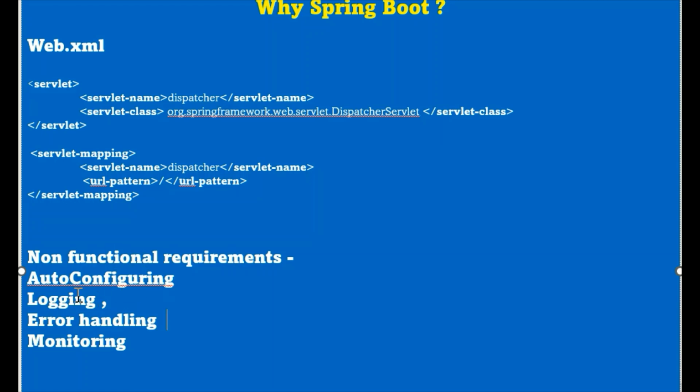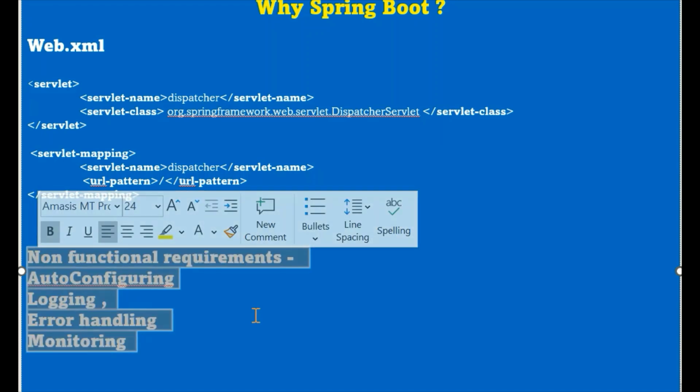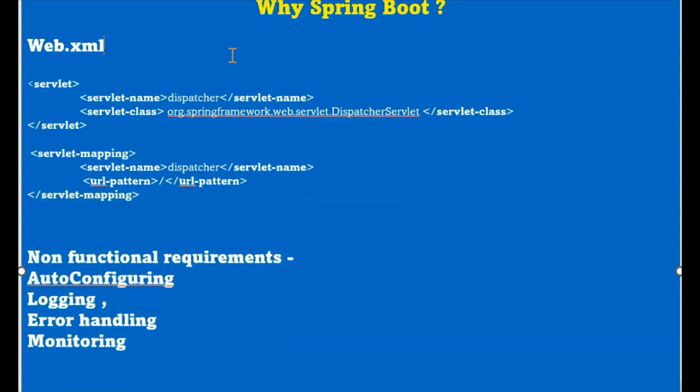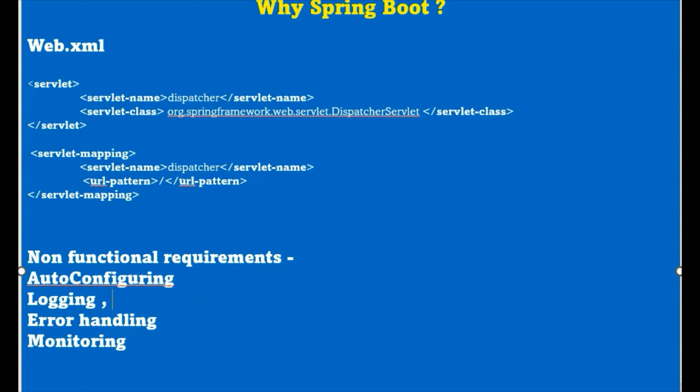So all this has to be implemented, and also logging and error handling explicitly. There is no defined error handling mechanism, so we have to explicitly define our own way of doing the error handling and monitoring. All this has to be implemented not just for a single application; for every application you have to do it before releasing into production. So that's why Spring Boot comes into the picture. Spring Boot provides all the features as a package.